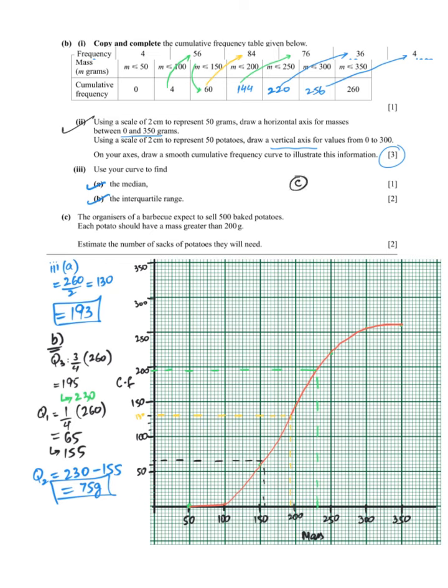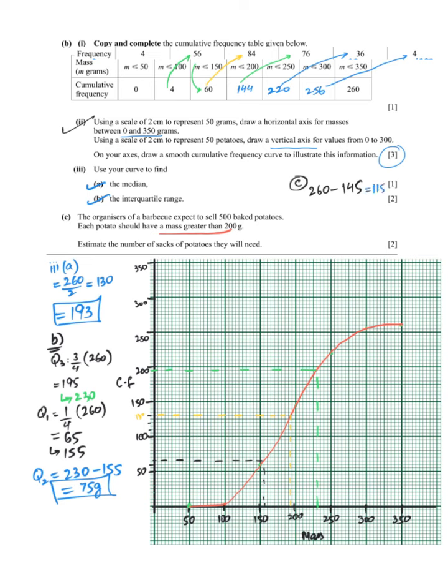Alright. For part C, it says that the organizer of a barbecue expects to sell 500 baked potatoes. Each potato should have a mass greater than 200 grams. So first I need to identify this portion here. Mass greater than 200. So from my table, I will find those values which have a mass greater than 200. At 200 we have the value 145, and the total we have is 260. So when I subtract 145 from 260, I will get 115.